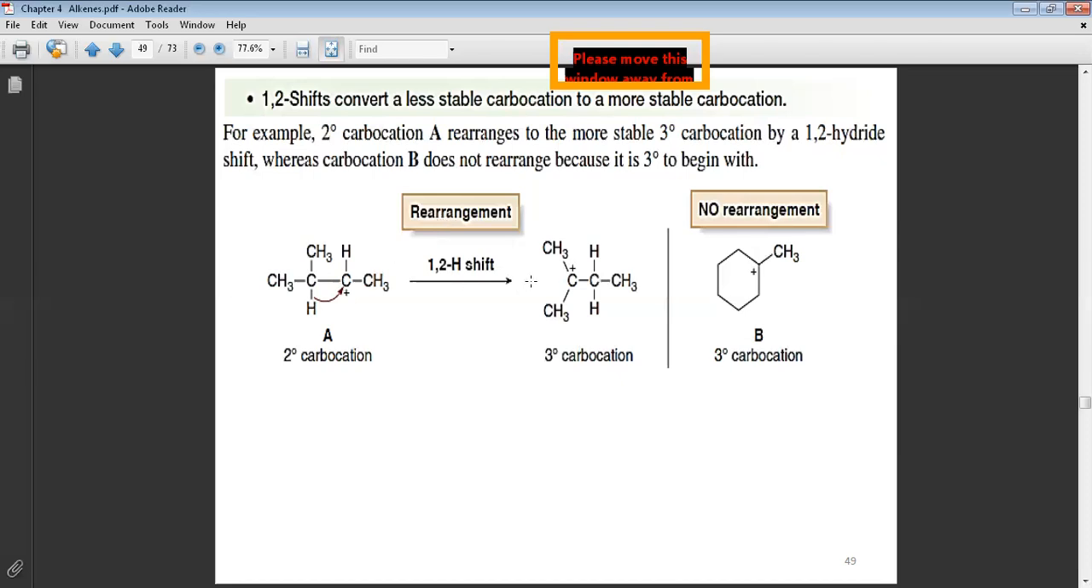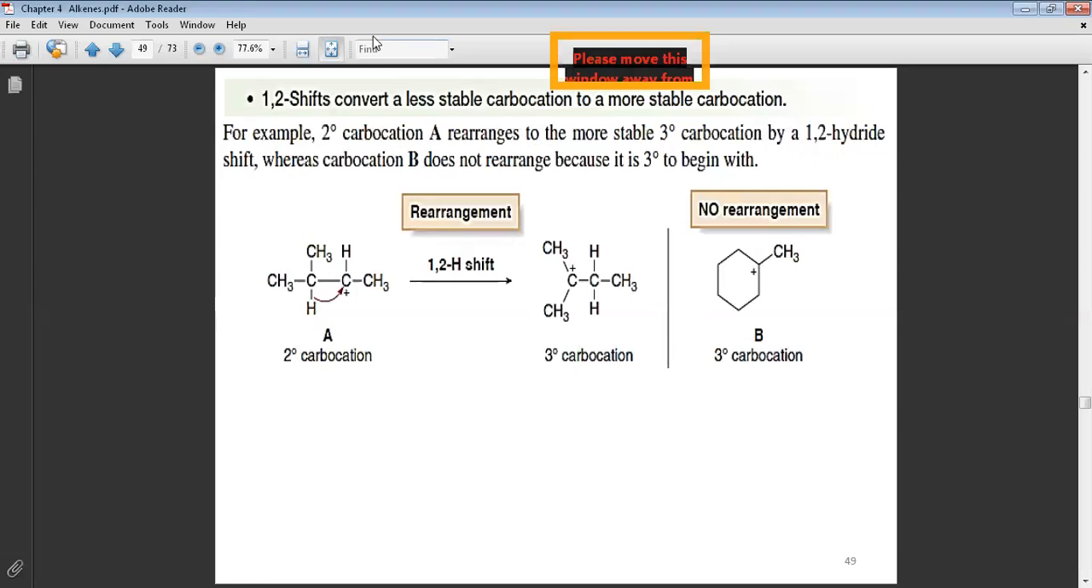That means rearrangement will happen. Now, this compound is already a tertiary carbocation, so it does not need to rearrange. There is no rearrangement because tertiary carbocations are stable. Primary carbocations can rearrange to secondary, and secondary can rearrange to tertiary, but for tertiary there is no rearrangement.